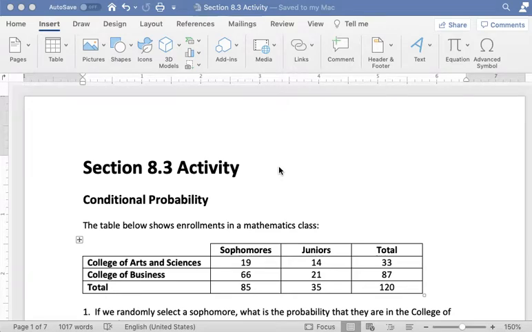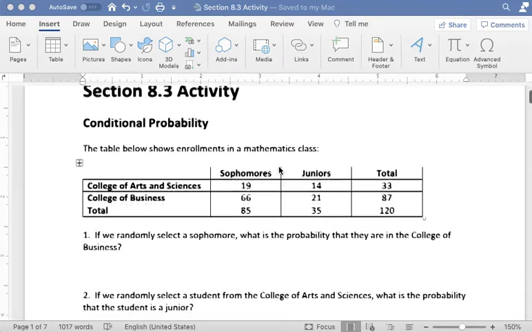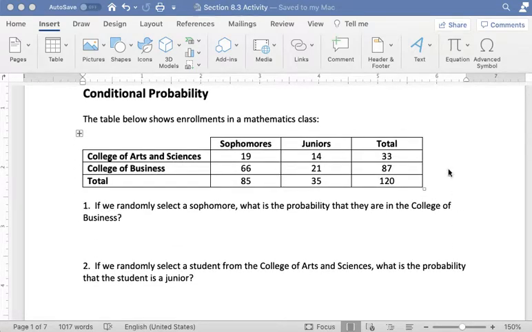In this video for the Section 8.3 activity, we're going to introduce the idea of conditional probability. We're going to look at this data, which we've seen before, where we have enrollments in a mathematics class, and we are identifying whether the student is a sophomore or a junior, and whether the student is in the College of Arts and Sciences or the College of Business.